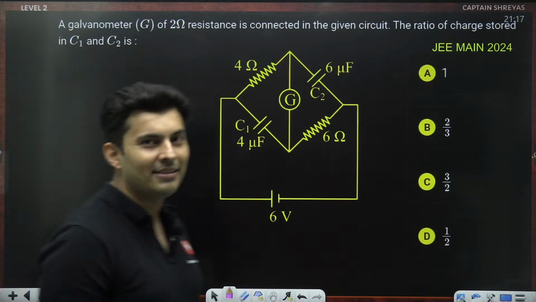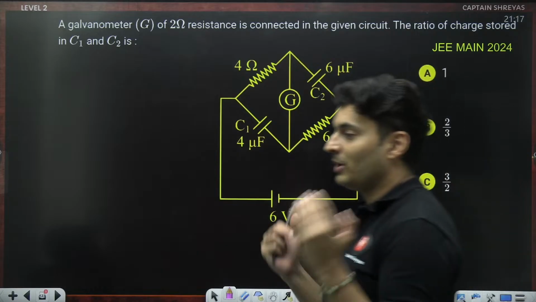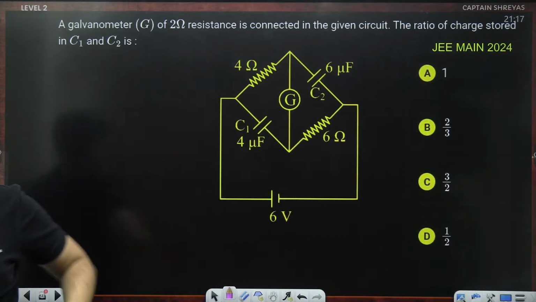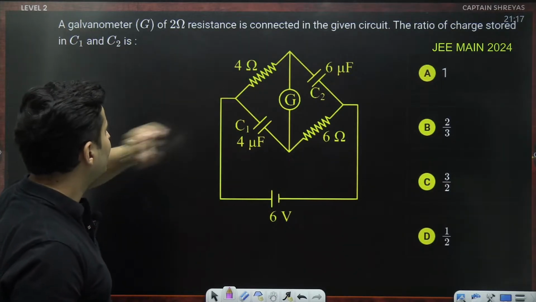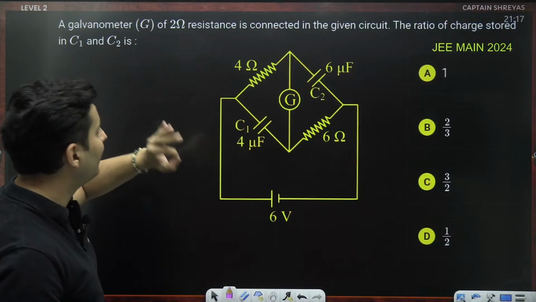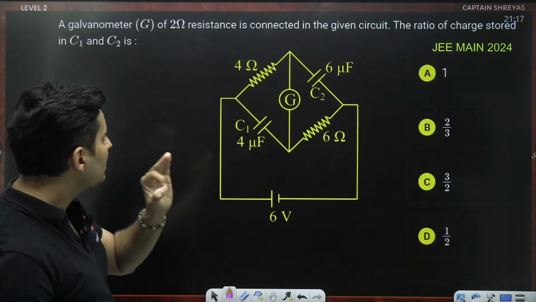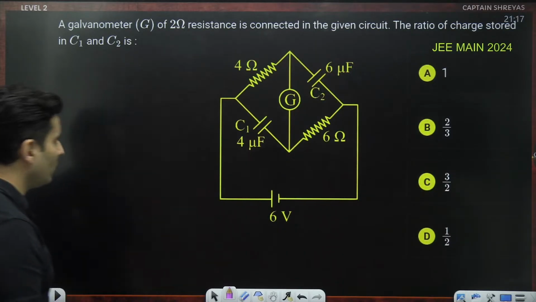Let's go on to capacitors now. Here are the capacitor questions. Capacitor ones are few in number, but they are tricky at times, or sometimes even calculative. So be careful. A galvanometer of 2 ohm is connected in the given circuit. Find the ratio of the charge stored in C1 and C2. Oh, interesting. We need to be a little bit careful over here.